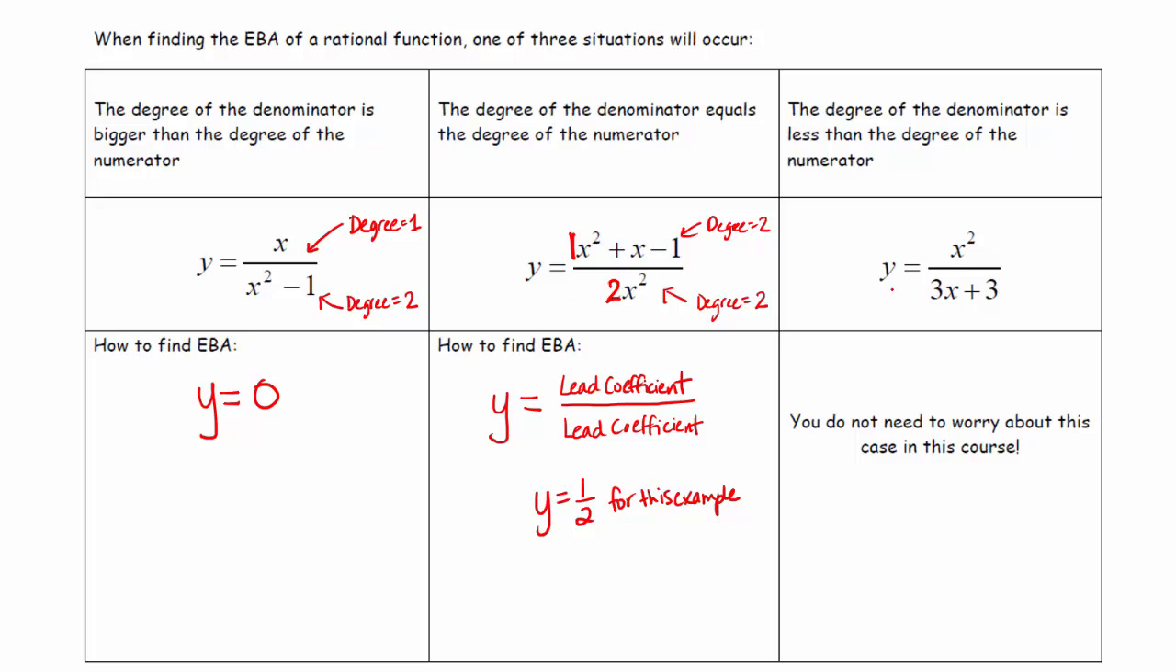Then we have the third case. What if the degree of the denominator is less than the degree of the numerator? Up here the degree would be 2. Down here the degree would be 1. Luckily, you do not need to worry about that in this course. However, in the next course, I believe you will.